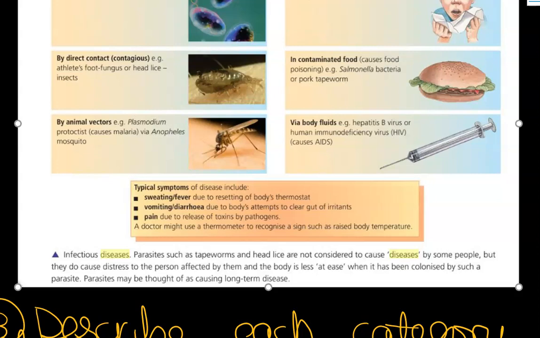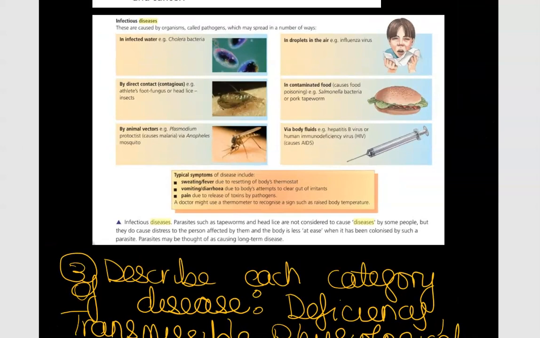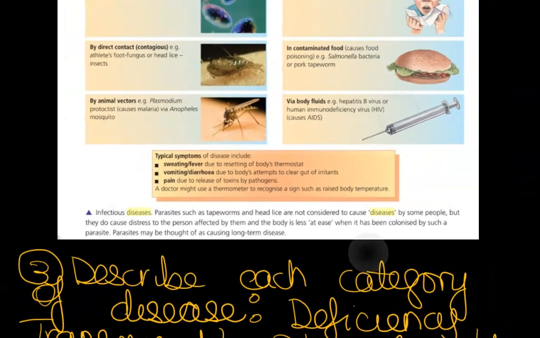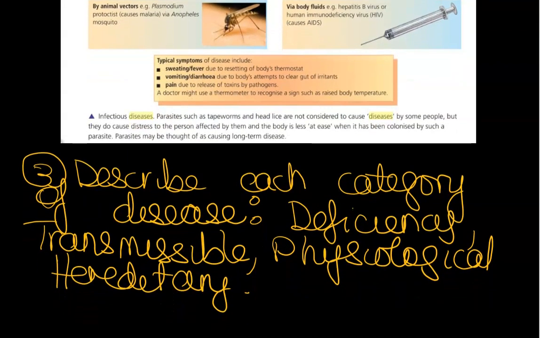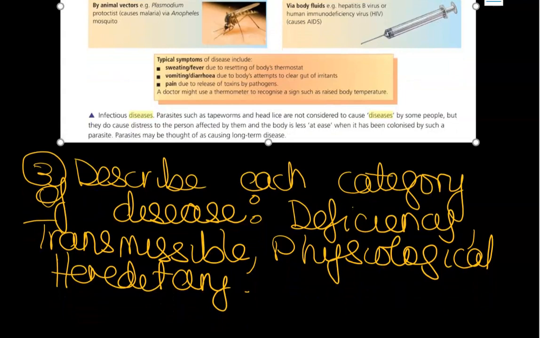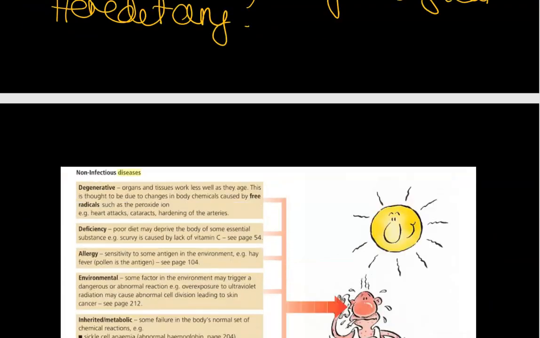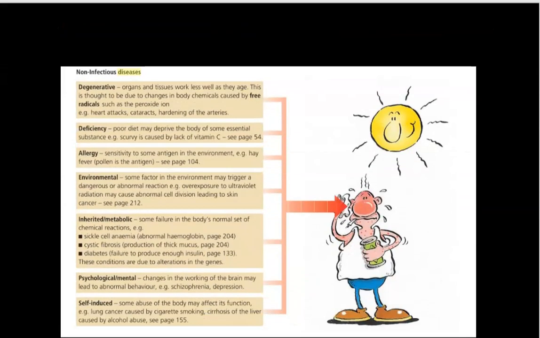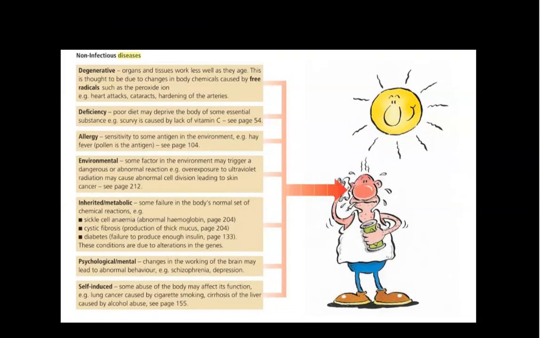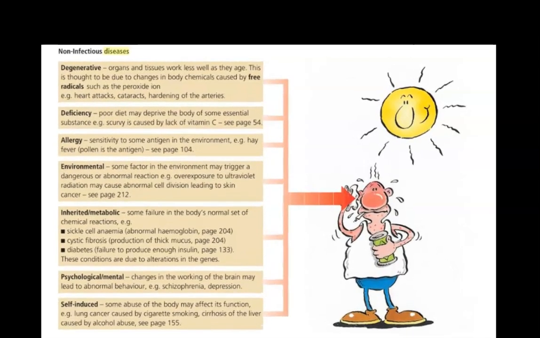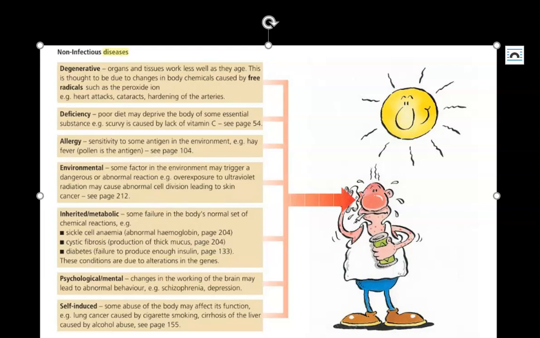Let's look now at describing categories of diseases: deficiency, transmissible, physiological, hereditary. As we just mentioned, transmissible diseases are caused by pathogens, which could range from viruses to bacteria. Let's talk a little bit about non-infectious diseases. Infectious diseases are caused by a pathogen, but you have different categories of non-infectious diseases.